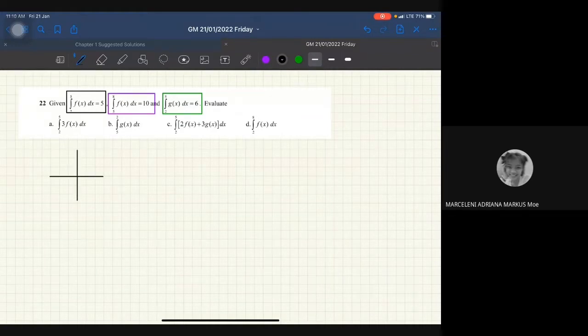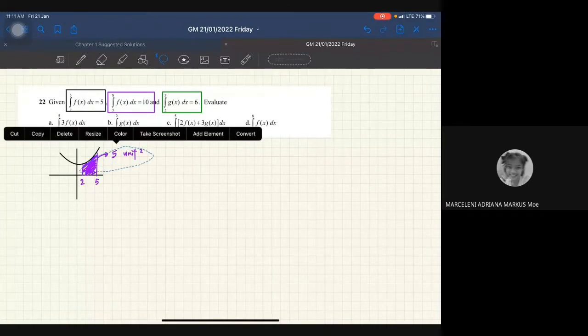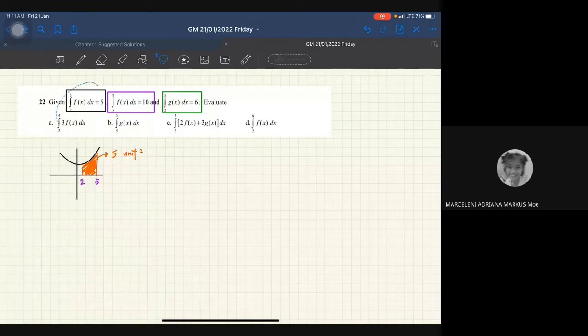Okay, so contohlah graf awak tu macam ini. Let's say, this is how your graph looks like. Okay, so 2 kat sini, 5 dekat sini. Okay, so ini kawasan yang warna purple ini adalah 5 unit square. Sebab dia area under the curve. Okay, so sepatutnya warna hitam bagi awak nampak. Tukar colour lah. Color orange. So this one is orange.